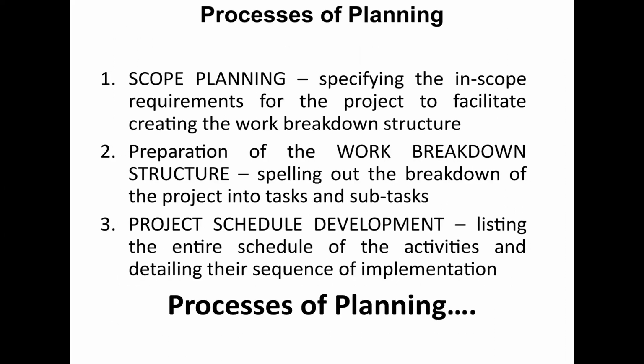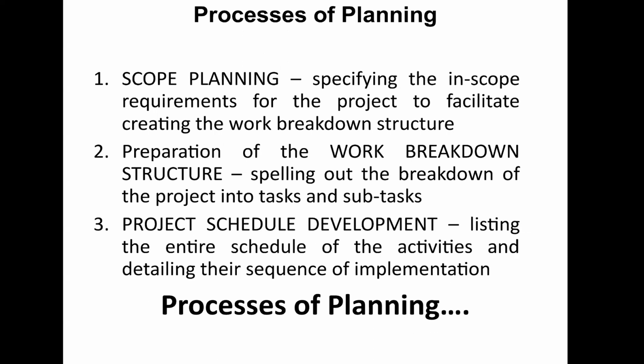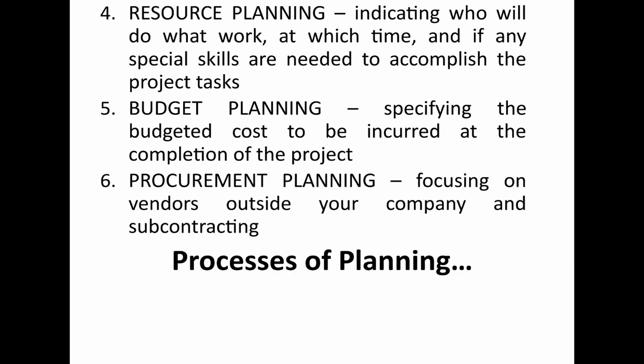The process of planning looks at, number one, scope planning. That's specifying the in-scope requirements for the project to facilitate creating the work breakdown structure. Number two, you prepare the work breakdown structure, where you spell out the breakdown of the project into tasks and subtasks. The third step is project schedule development, where you list the entire schedule of activities and implementation, and the resources you're going to get. Then you budget, where you specify the cost to be incurred by the completion of the project.